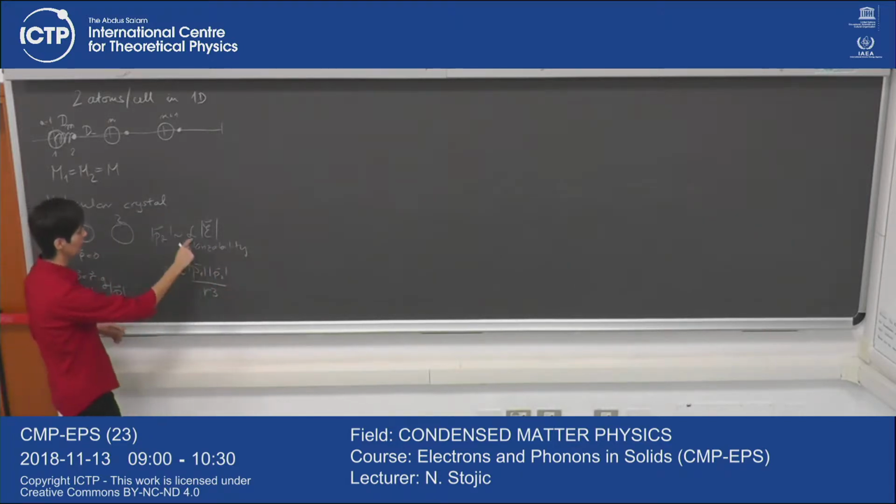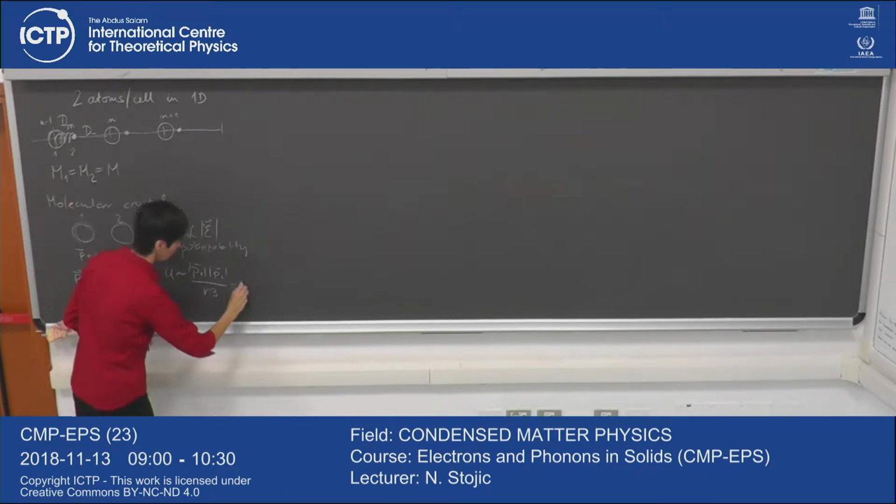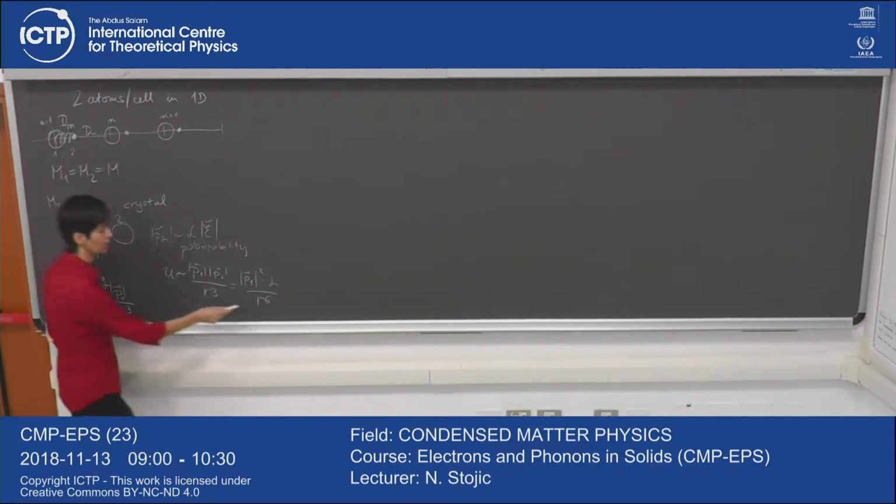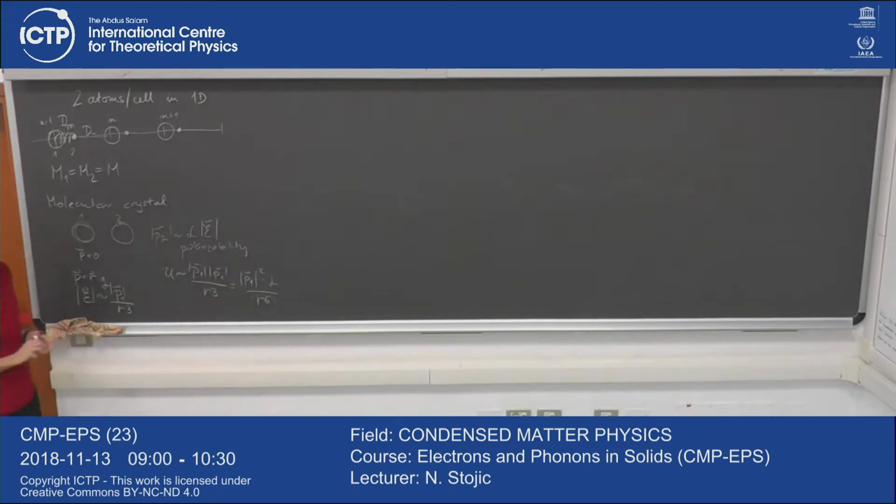And P2 is equal to alpha times the field, which is squared alpha, 6th power. I wanted to arrive at this 6th power. This is the typical dependence on the pair distance for the attraction in van der Waals.